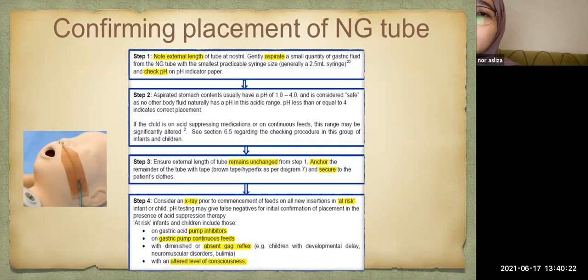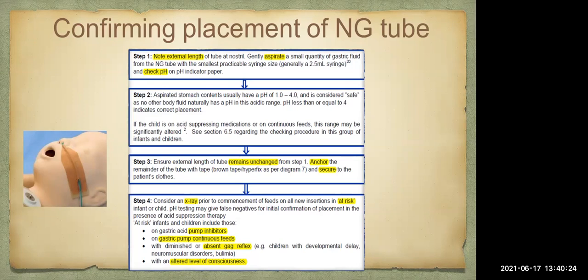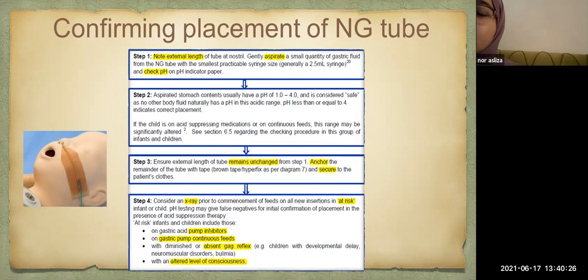Okay. If the child is on any acid suppressing medication or on continuous feeds, this range may be significantly altered. Step 3, ensure the external length of the tube remains unchanged from step 1 and anchor it with the brown tape.